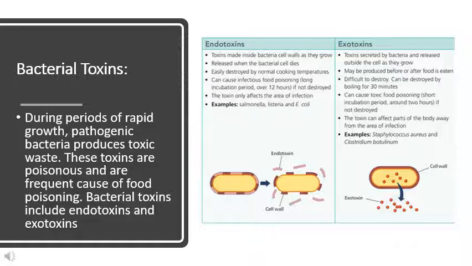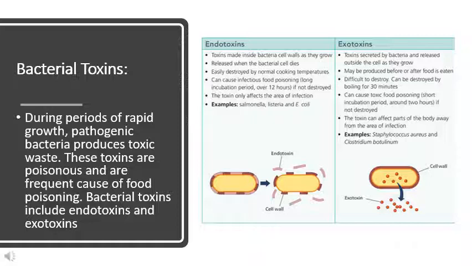Endotoxins are ones that are made inside the bacterial cell as the bacteria grows and reproduces. When the bacterial cell dies, these toxins are released from the bacterial cell. The good thing about these ones is they're easy to destroy by normal cooking temperatures, but they can cause what's called infectious food poisoning. This is food poisoning that is contagious to those around you.